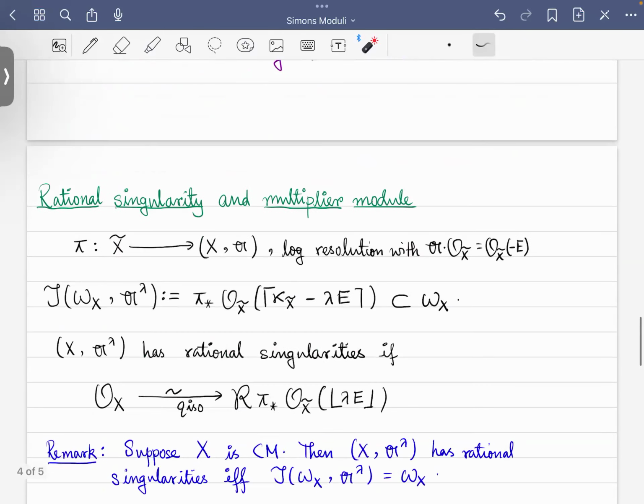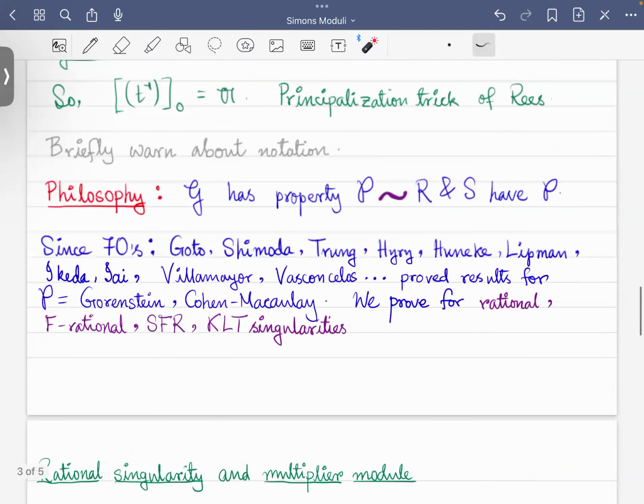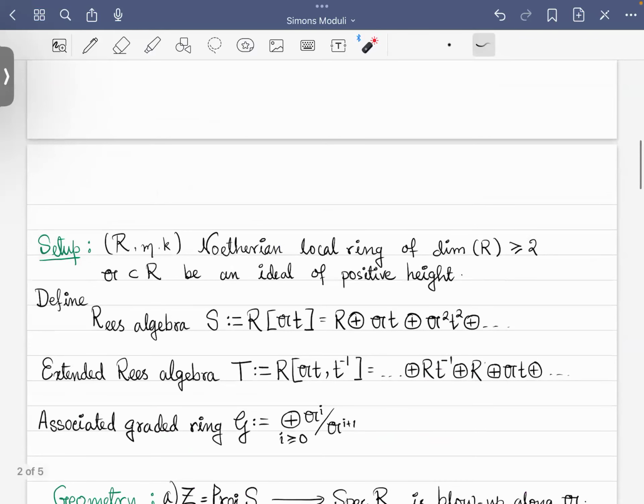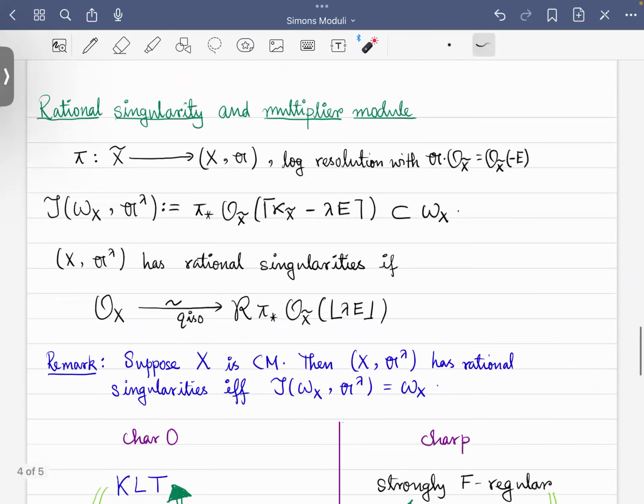So now let me actually define two of the main players. First, I want to define rational singularity and multiplier module. So let (X, a) be, as in my setup, just a ring, and a is an ideal of positive height. Here I am in characteristic 0, of course, assuming that there is a log resolution.